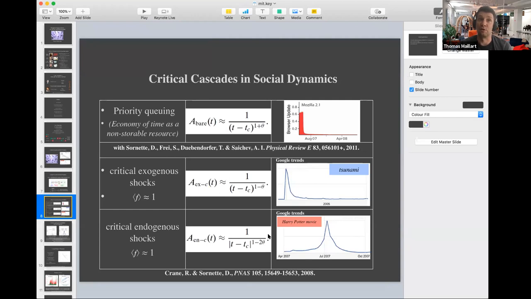And then you have critical endogenous shocks, which is again critical, but instead of having an exogenous shock, it starts by a word of mouth principle, propagates, builds up to a peak and then decays. In that case, on both sides of the curve, as you see with the Harry Potter movie, it's going to follow one over t minus tc to the exponent one minus two theta, meaning the exponent is super small, so your cascade is going to last forever.